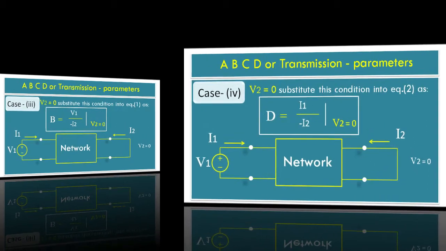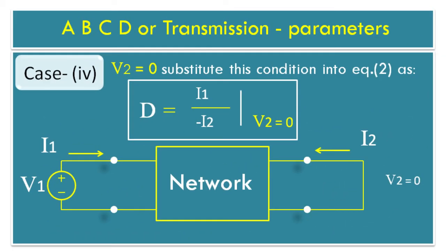Now study case 4 of transmission parameters. Let's substitute voltage V2 equal to 0 into equation 2 of ABCD parameters. We get transmission parameter coefficient D is equal to current I1 upon minus current I2, where voltage V2 at port 2 is 0. Refer to the two-port network diagram. Voltage V2 equal to 0 means port 2 is short circuited and we are obtaining coefficient D at port 1 and 2 using current I1 and I2. It is a dimensionless quantity.